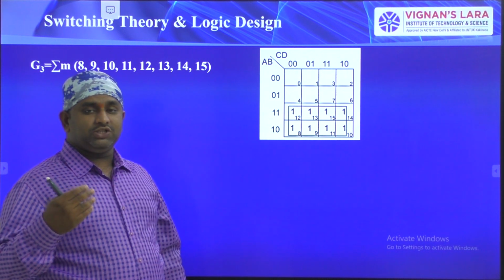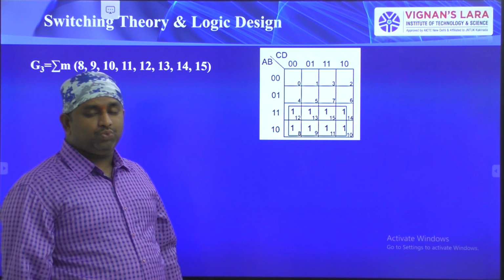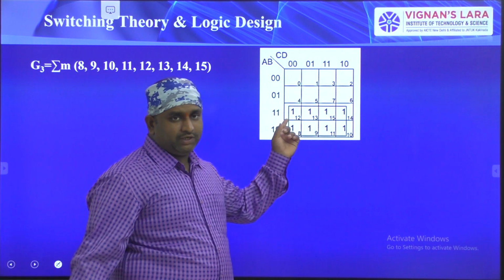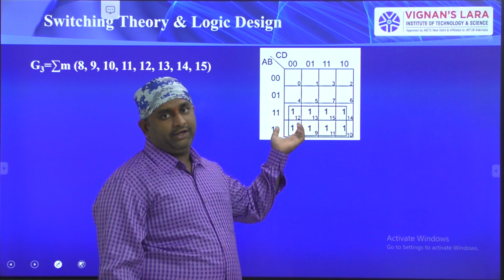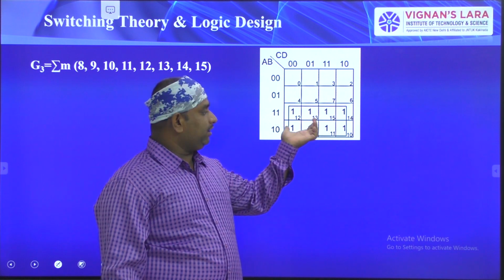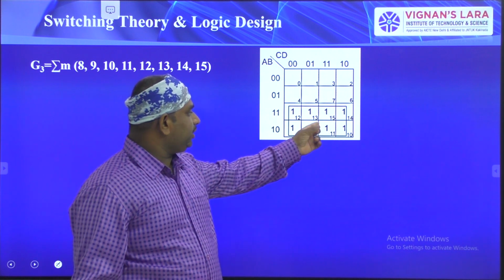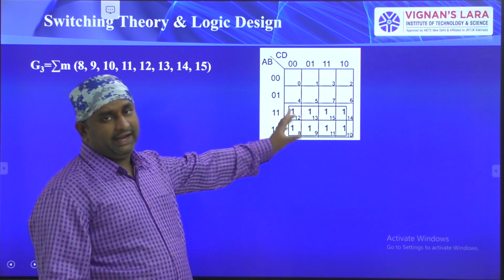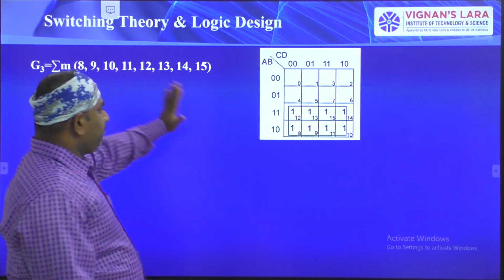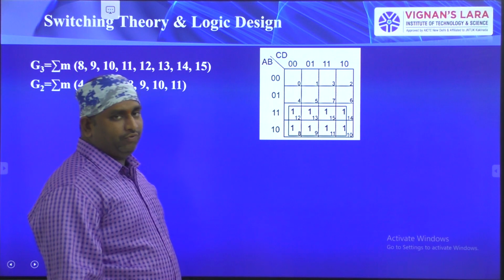2 power 3 is equal to 8. With 8 minterms we can make a group. These 8 minterms must be neighbor values, horizontally or vertically. So here, horizontally and vertically, we have a total of 8 elements. We have made a group of these 8 elements, and its corresponding output we have to check.